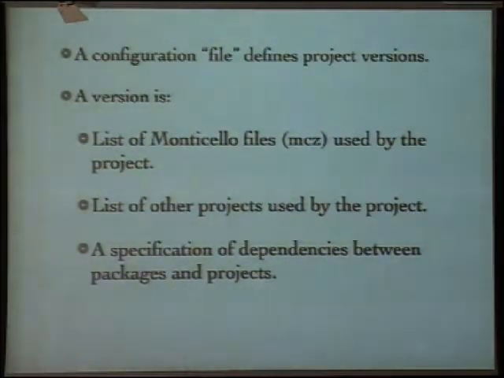Okay, so the configuration file defines project versions. A Seaside project has a configuration of Seaside, XML has a configuration of XML, et cetera, et cetera. And there's a number of versions that can be defined within that configuration file. A version within a configuration is a list of Monticello files, the MCZ files, the list of other projects that are used, and a specification of the dependencies.